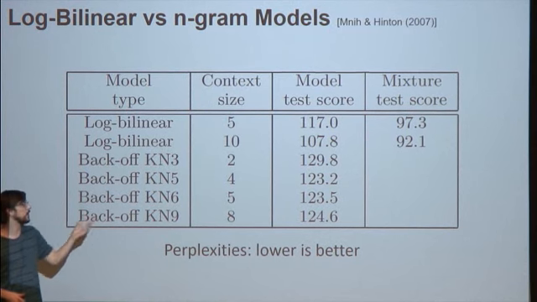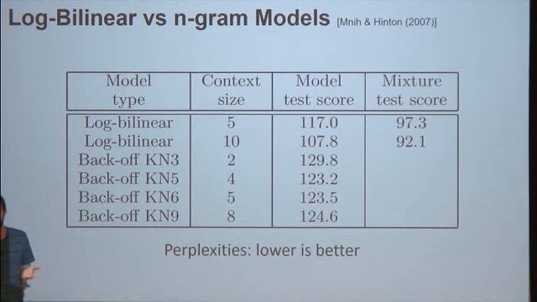And then you get perplexities that are much lower than n-gram models. You can also mix this model with an n-gram model and get even better perplexities. So this seems to be a strict improvement over n-gram models, at least as far as I've seen in the latest results in the literature.